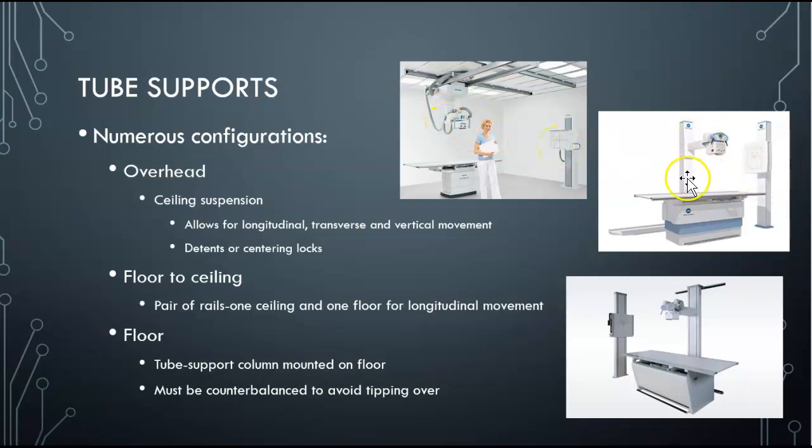Here we have the floor ceiling mount, so you can see it's mounted, so it slides on rails, and usually the upright bucky is aligned with the table, so you can't do much going side to side. So here, this is a floor mount, so it's not attached to the ceiling. Okay, so if it had a bracket up here, it would be floor ceiling, but it doesn't, so it's just floor mount.